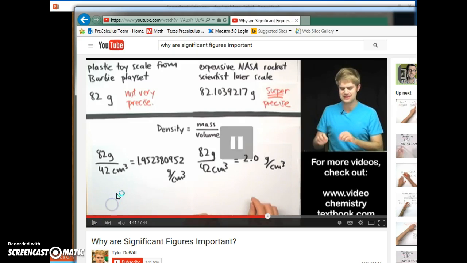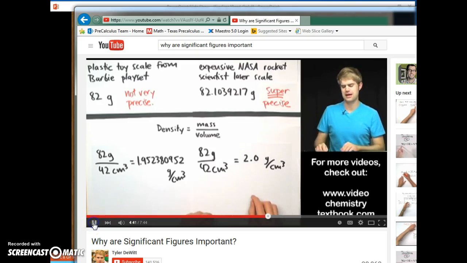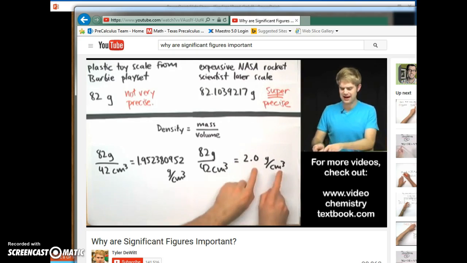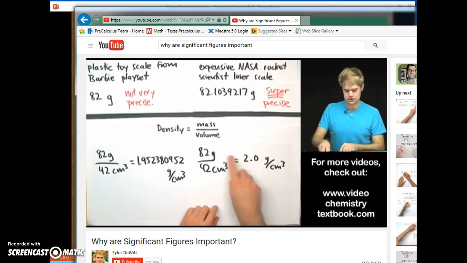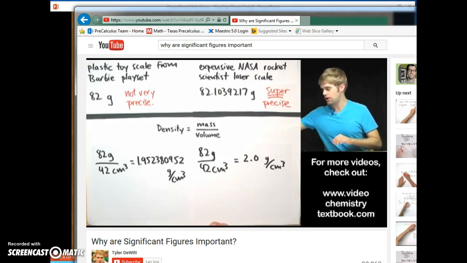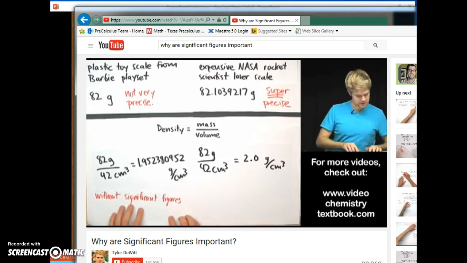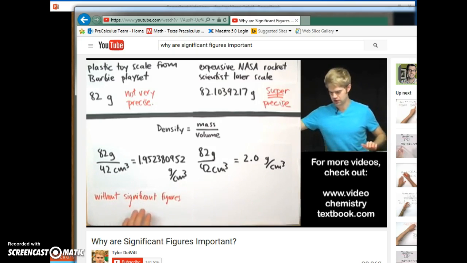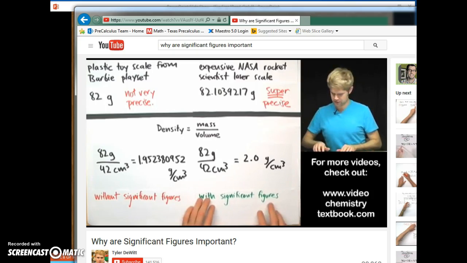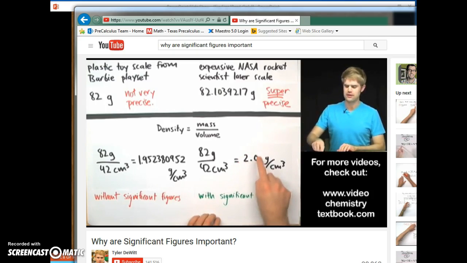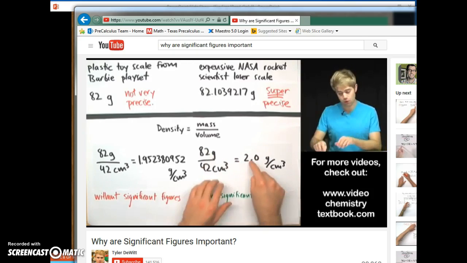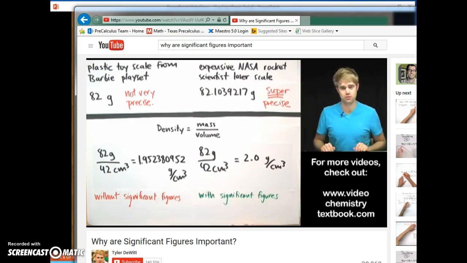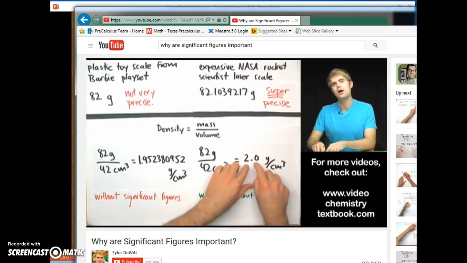And now in this case, the answer that I get isn't more precise than what I started with. So this is what I get without significant figures. And now when I use significant figures, I get an answer that is just as precise, but not more precise than what I started with. So it actually makes sense.